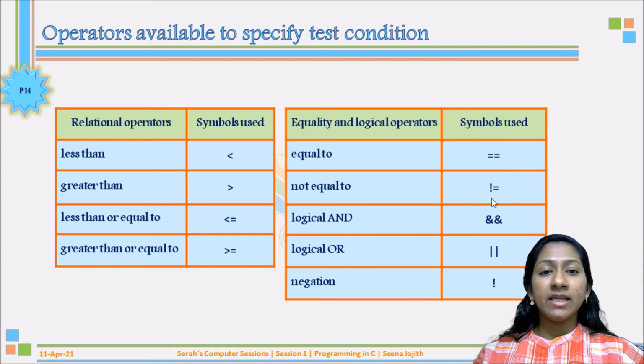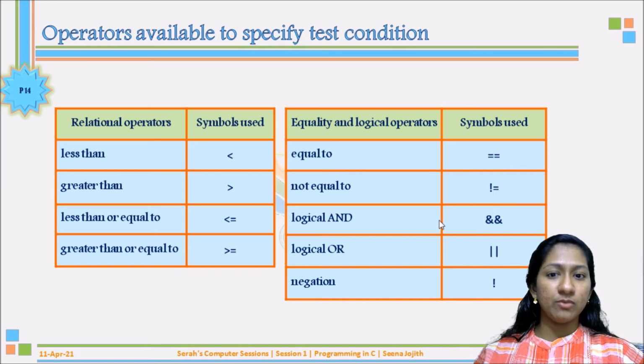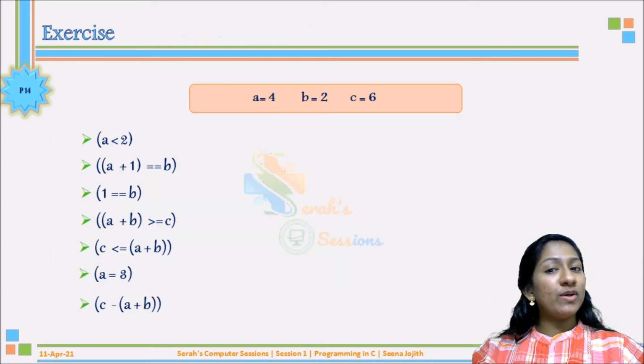Not equal to is an exclamation mark and an equal to. Logical AND is double ampersand. I had mentioned this earlier. Logical OR is double vertical strokes, and the negation, the not symbol. Okay, moving on to the next slide.